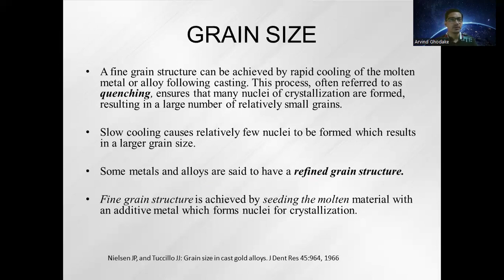A fine grain structure can be achieved by rapid cooling of a molten metal or alloy following casting. This process, often referred to as quenching, ensures that many nuclei of crystallization are formed, resulting in a large number of relatively small grains. Slow cooling causes relatively few nuclei to be formed, which results in a larger grain size. Some metals and alloys are said to have a refined grain structure. Fine grain structure is achieved by seeding the molten material with an additive metal, which forms the nuclei for crystallization.